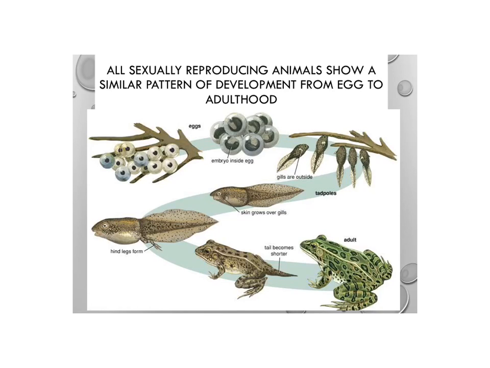All sexually reproducing animals show a similar pattern of development from egg to adulthood. So one of the things to remember, some organisms undergo what's called metamorphosis, and some development happens inside of a uterus. No matter what, though, you see some similar patterns.